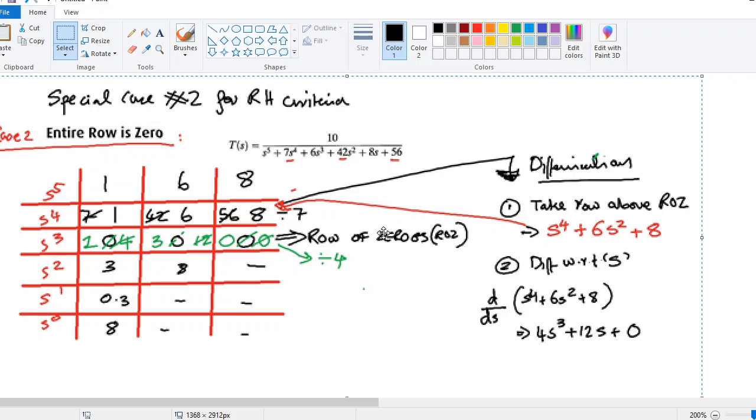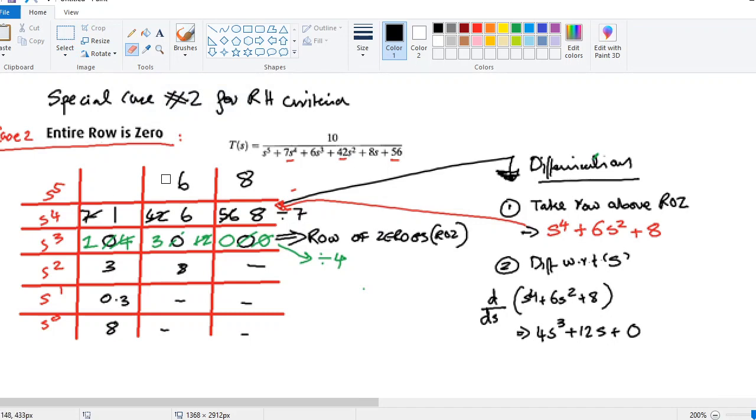So this is the second case of the Routh-Hurwitz criterion. To make work a lot easier, let us try and do this once more and see if we can indeed solve this. Here you'll see that the equation is s raised to 5 plus 7s raised to 4 plus 6s cubed plus 42s squared plus 8s plus 56. So this is the characteristic equation of the system.